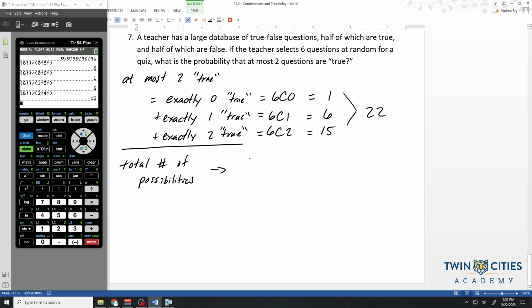Well, for the first problem, it could be true or false. So there are 2 possibilities there. For the second problem, 2 possibilities, true or false. For the third problem, true or false, 2 possibilities. Same with the fourth, the fifth, and the sixth. This is 2 to the 6th power. 2 to the 6th power is 64.